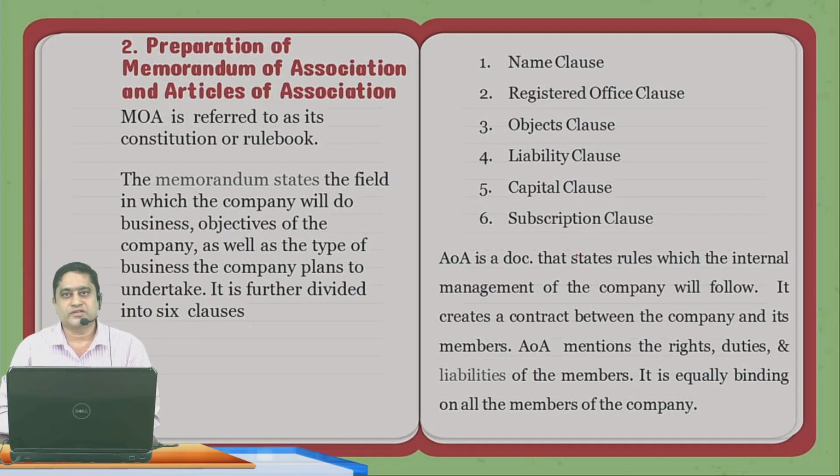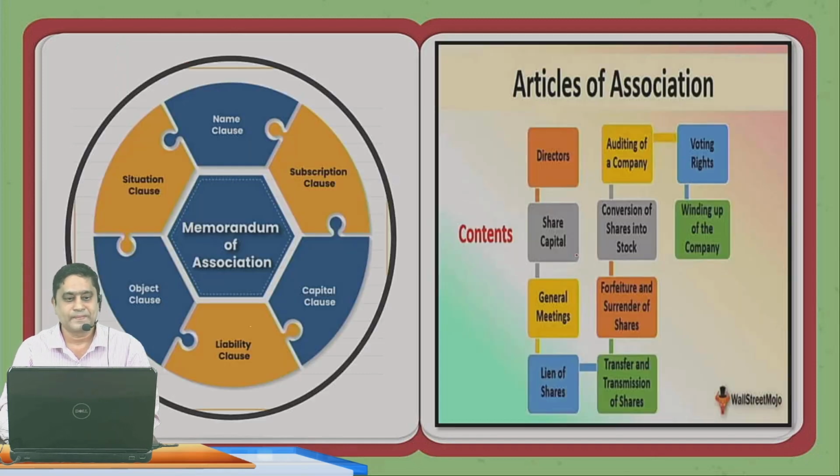Whereas AOA, that is called Articles of Association, is a document that states the rules which the internal management of the company has to follow. It creates a contract between the company and its members. AOA mentions the rights, duties, and liabilities of the members. It is equally binding on all the members of the company.